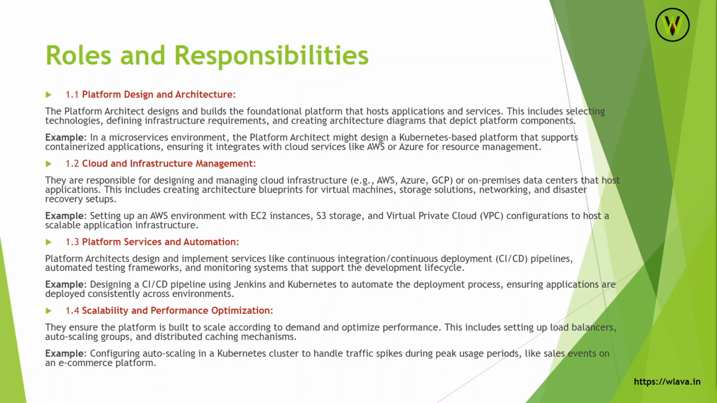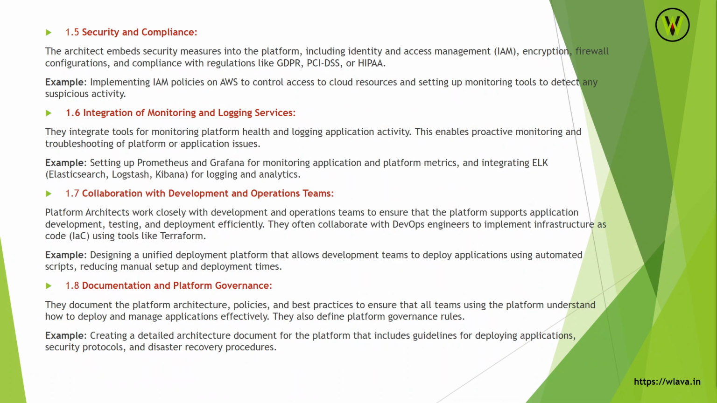1.4 Scalability and performance optimization. They ensure the platform is built to scale according to demand and optimize performance. This includes setting up load balancers, auto-scaling groups, and distributed caching mechanisms. Example: configuring auto-scaling in a Kubernetes cluster to handle traffic spikes during peak usage periods, like sales events on an e-commerce platform.